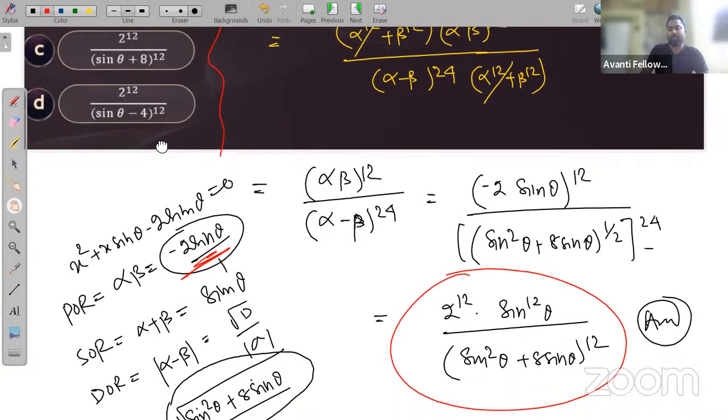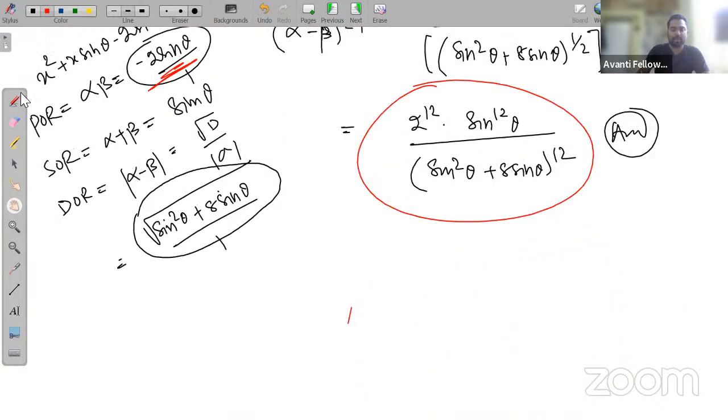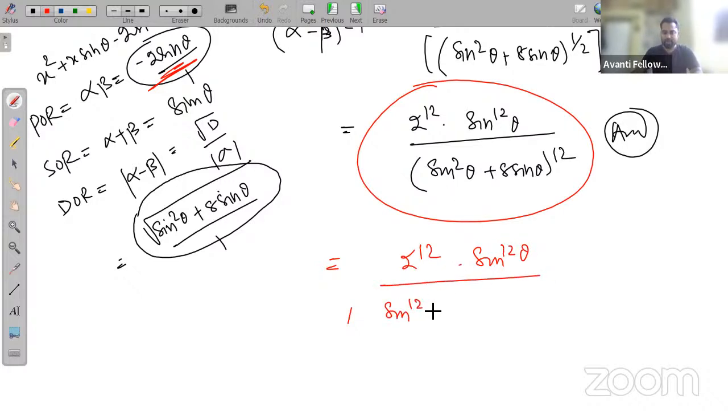Okay, if I take common, you are saying if you take the common sine theta. Okay, so let's check. 2 to the power 12 into sine to the power 12 theta. If we take sine theta common, this becomes sine to the power 12 theta, and this becomes sine theta plus 8. Oh, very good. So this will be cancelled out. So answer is 2 to the power 12 upon sine theta plus 8.